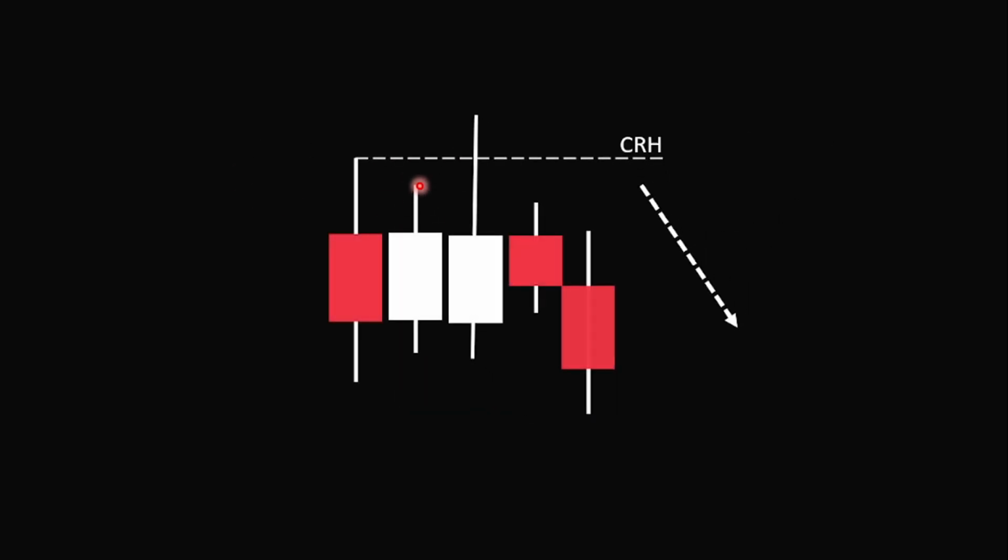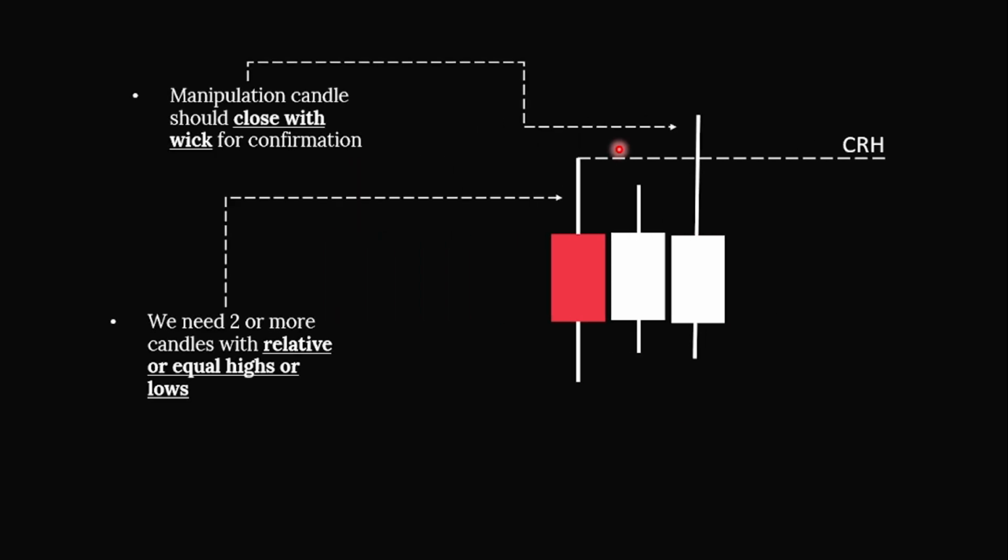There could be only two candles. We need at least two candles to use this CRT model. Maybe it's 3 candles, 4 candles, it doesn't matter, but we need at least 2 candles for using this model. These 2 candles are relative to each other, and the last manipulation move, after taking out the orders resting above the prices, should close with the wick, not with the body.